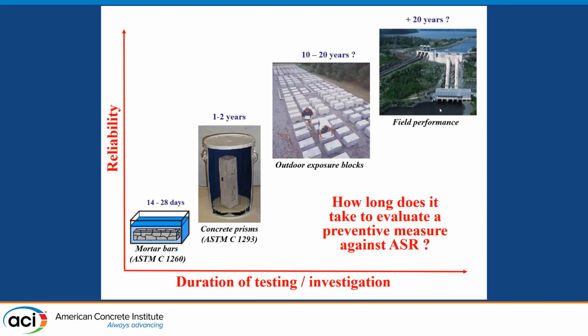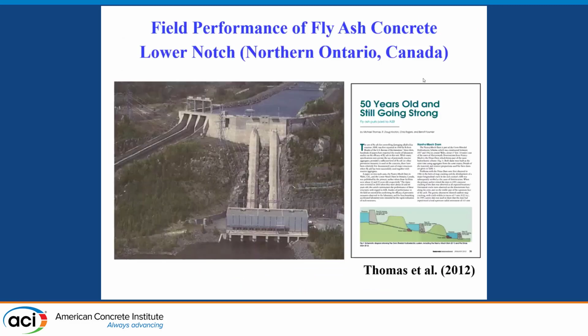So there are not too many cases where we have data and information about the field performance of preventive measures against ASR. And one of those is this great paper by Mike and colleagues, where there has been a review of a number of cases around the world where fly ash and other preventive measures have been used in the construction of large structures, such as this hydraulic dam in the northern part of Ontario in Canada, the Lower Notch Dam.